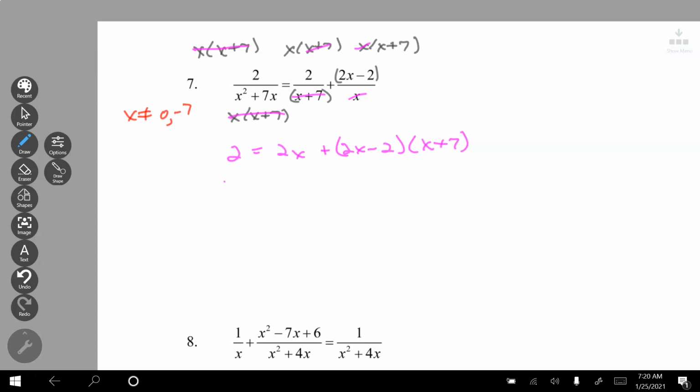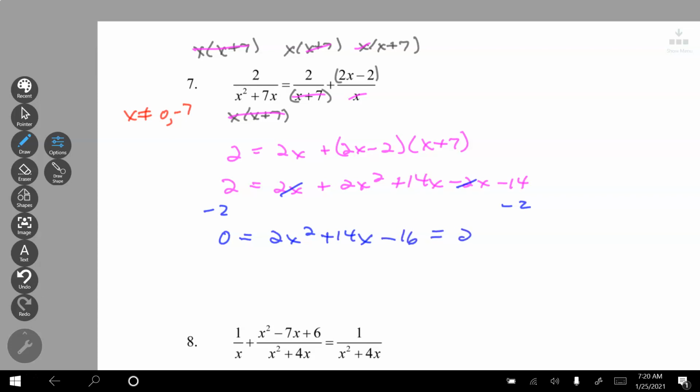Okay, I'm going to expand things out. And I'm going to reorganize it. I'm going to bring this 2 over. And I'm going to get 0 equals 2x squared. These cancel out. Plus 14x minus 16. I see I can take a 2 out of here.